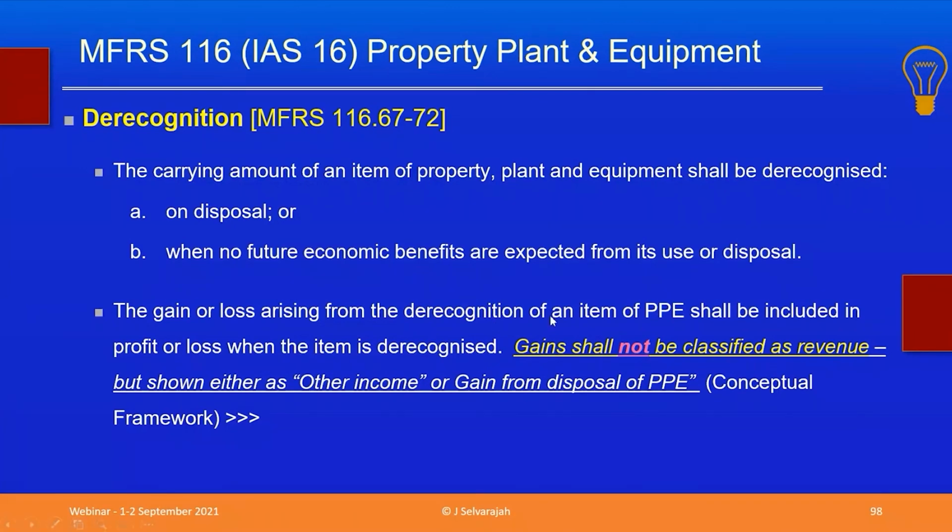Now, the gain or loss from de-recognition goes into the P&L account when it's de-recognized. Never take a gain and classify it as revenue. A gain is never a revenue. It is shown as other income or gain on disposal of PPE. The reason is revenue is actually under MFRS 15. Revenue is revenue from contracts with customers.